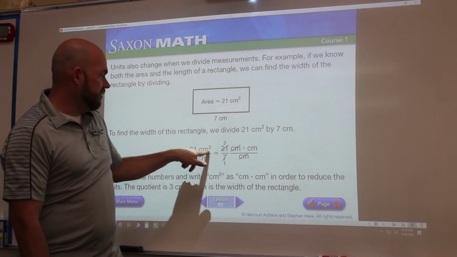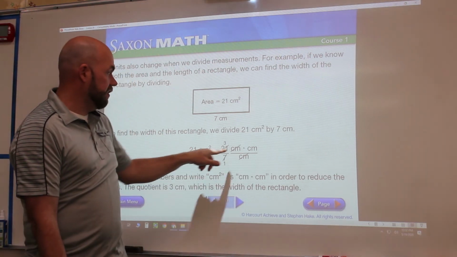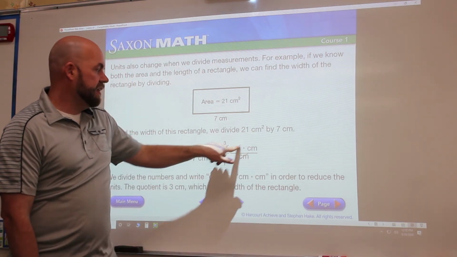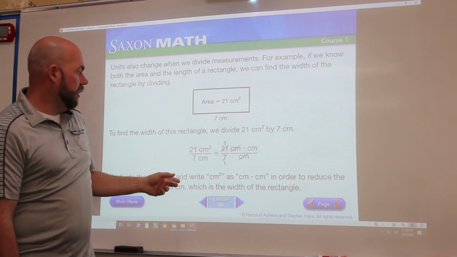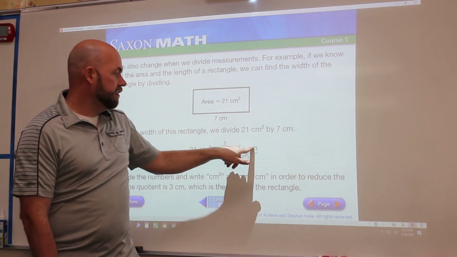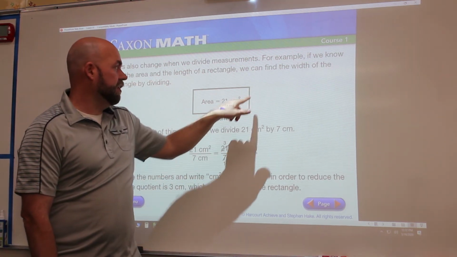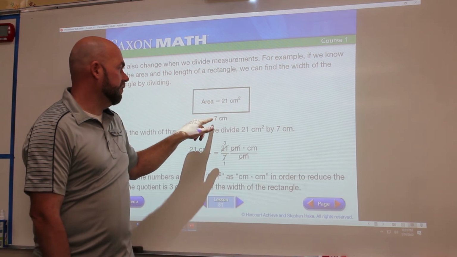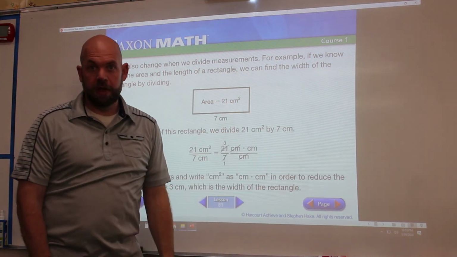The tricky thing here is centimeters squared divided by centimeters. Another way to write centimeters squared is just centimeters times centimeters. Then we can do canceling, and we're just left with centimeters on top. So now our answer is 3 centimeters. And then we can check our work, right? 7 centimeters times 3 centimeters equals 7 times 3 is 21. Centimeters times centimeters is centimeters squared. It checks out.